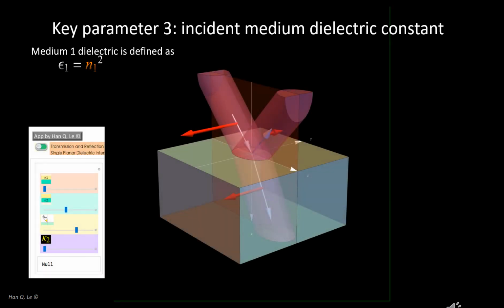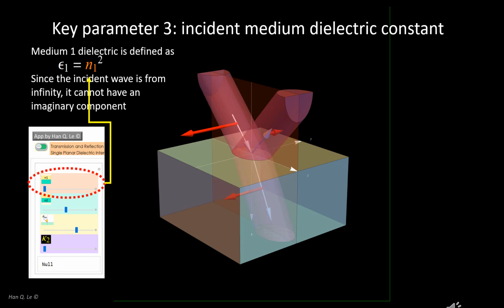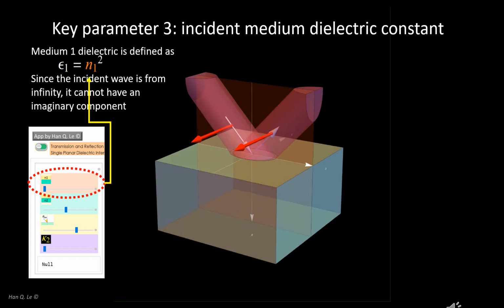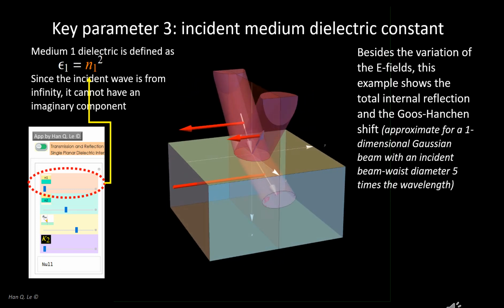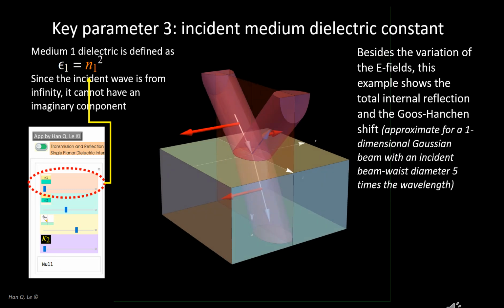Since most transmission and reflection phenomena are a matter of the relative difference between the two media's refractive indices, the incident medium refractive index is also a relevant parameter, particularly for the total internal reflection effect. The use of a finite beam is also relevant to illustrate the Goos-Hänchen shift.